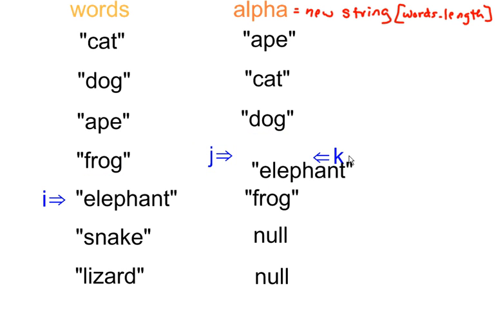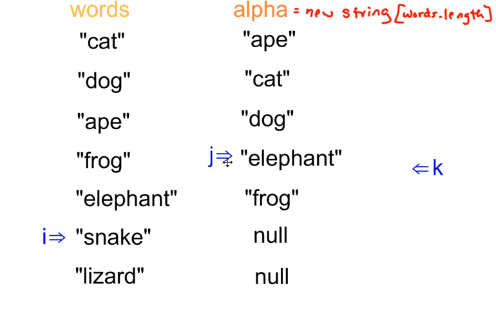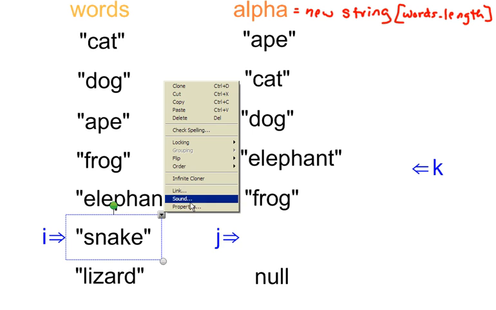I'm going to, oops, take my k, bring it back over here. All right, remember i keeps going down one, j starts back at the top. Let's see, snake comes after ape, comes after cat, comes after dog, comes after elephant, after frog. i equals j, so I just clone snake and put it in there.